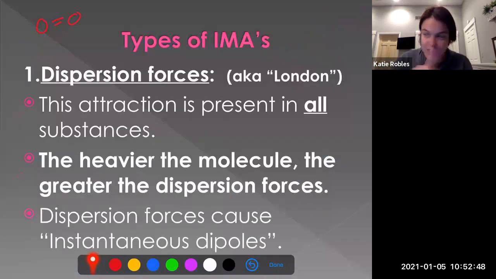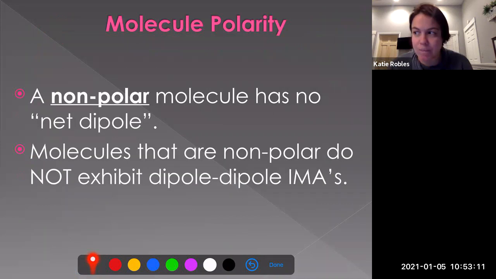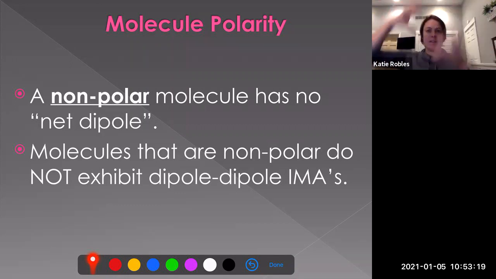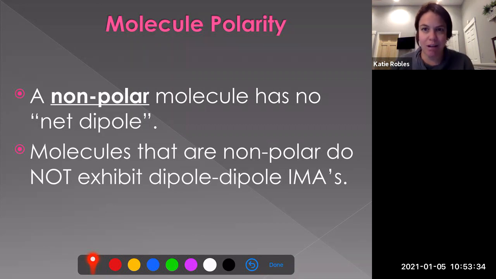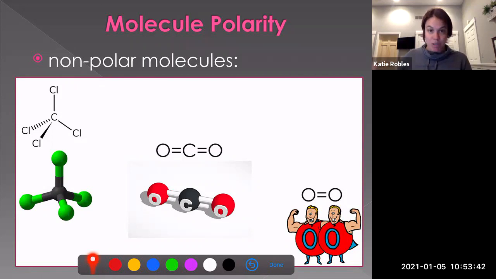So again, dispersion forces, all molecules, polar or nonpolar. The bigger the molecule, the heavier the molecule, the greater the dispersion forces, because there's more opportunity for the electrons to group. Dipole-dipole attractions, this is a pretty strong attraction, and it happens in polar molecules. A nonpolar molecule has no net dipole. It has no charged end specifically. It just kind of floats around and doesn't have a positive end and a negative end. Molecules that are nonpolar do not exhibit dipole-dipole intermolecular attractions. That's why I'd rather call them polar IMAs, but nobody's on board with me. Okay, so I have some pictures here for you. Here's some polar molecules.